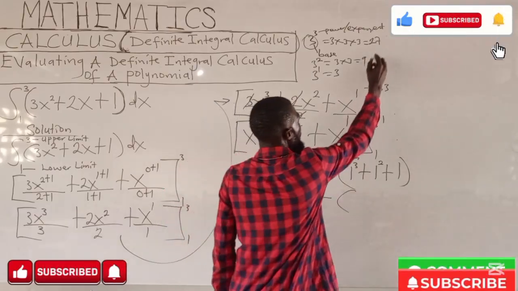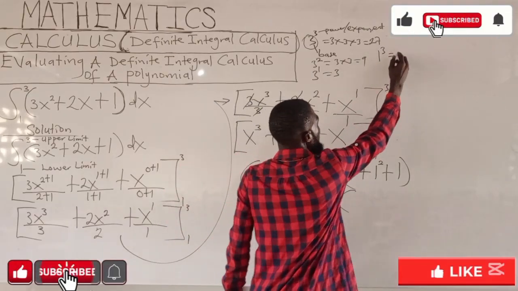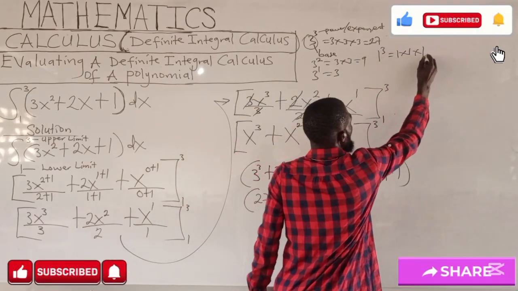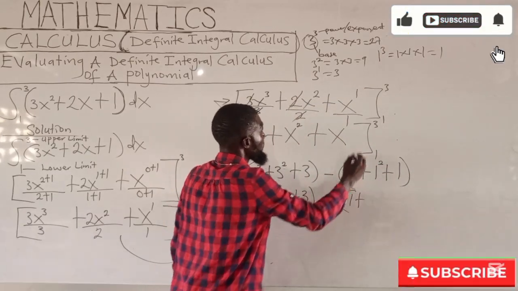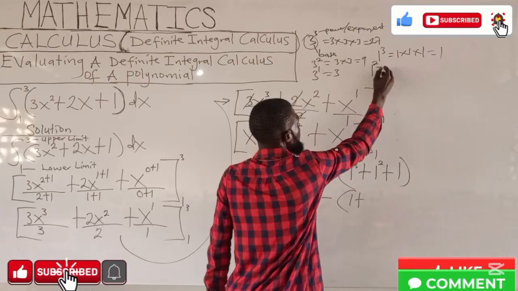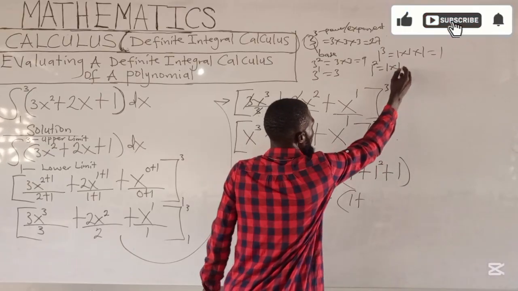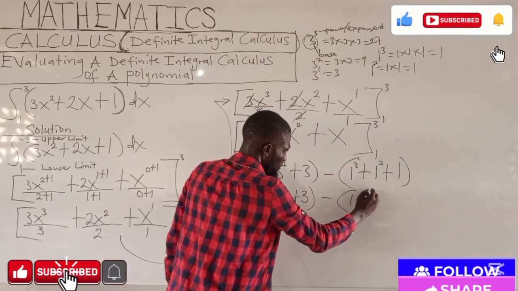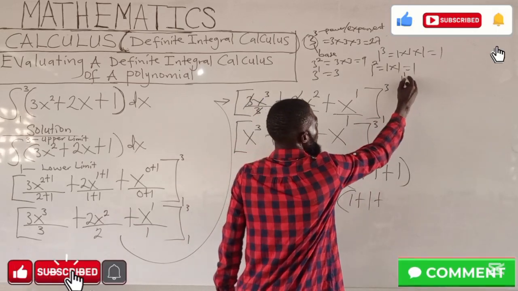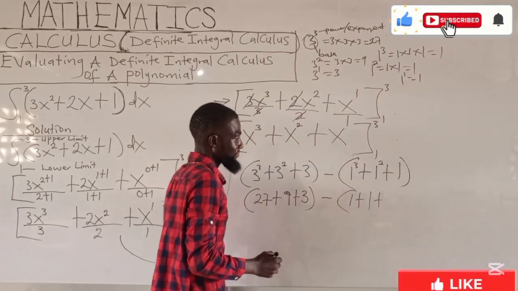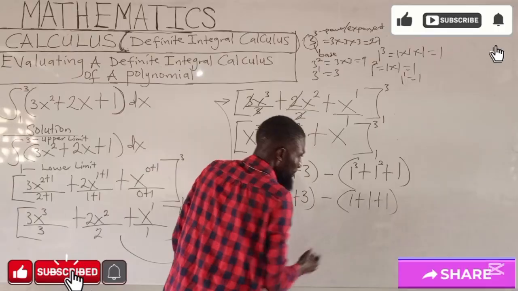What we have? 1 raised to the power 3 is the same as 1 times 1 times 1. Definitely will be equal to 1. So we have 1 there plus 1 raised to the power 2 will be equal to 1 times 1. Automatically will be equal to 1. So we also have 1 there plus 1 raised to the power 1 will definitely be equal to 1. So we have 1 there.